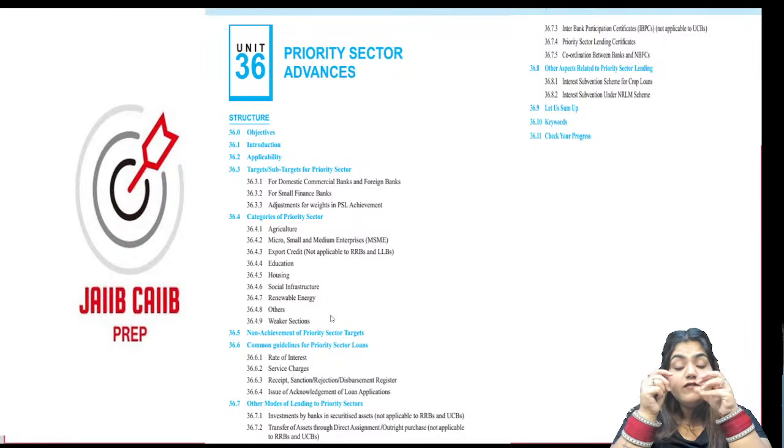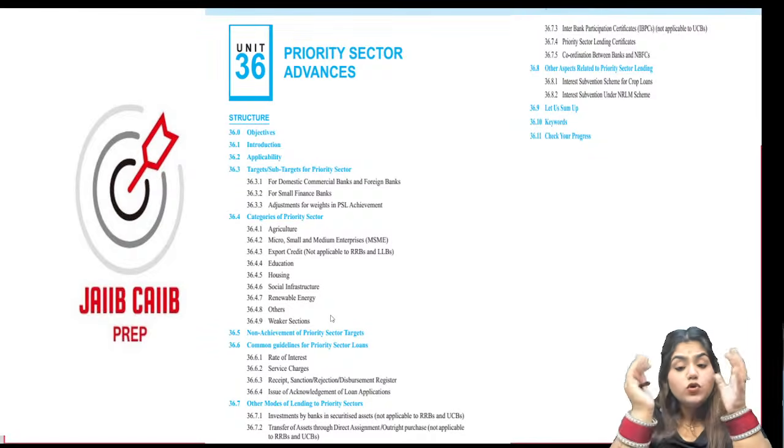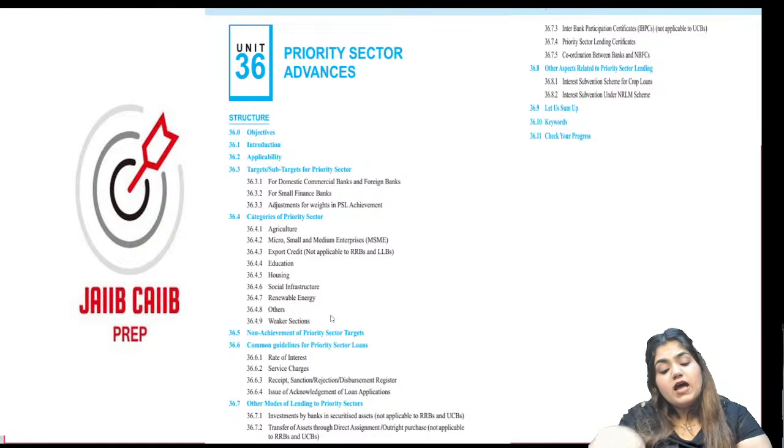That is, we give loans to the grassroots level people who are at the weaker section of the society. We focus on them so that we can develop. Yes, Sushilji, very good. So that they can develop, so that there is growth in the whole of the country. So there are priority sectors, and these loans have to be maintained.